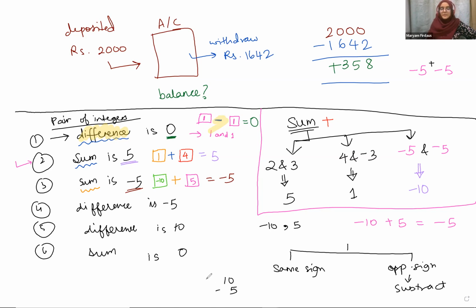First, we subtract the good old way that we have always been subtracting: the big number minus the small number. That's what we've done. 10 minus 5, that's how we got 5. And how did we get the minus sign? Because of the minus 10. Is that clear?